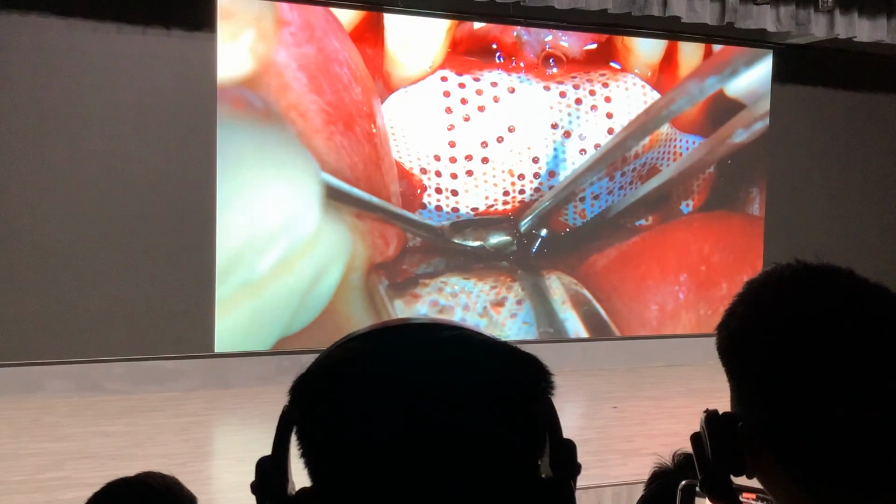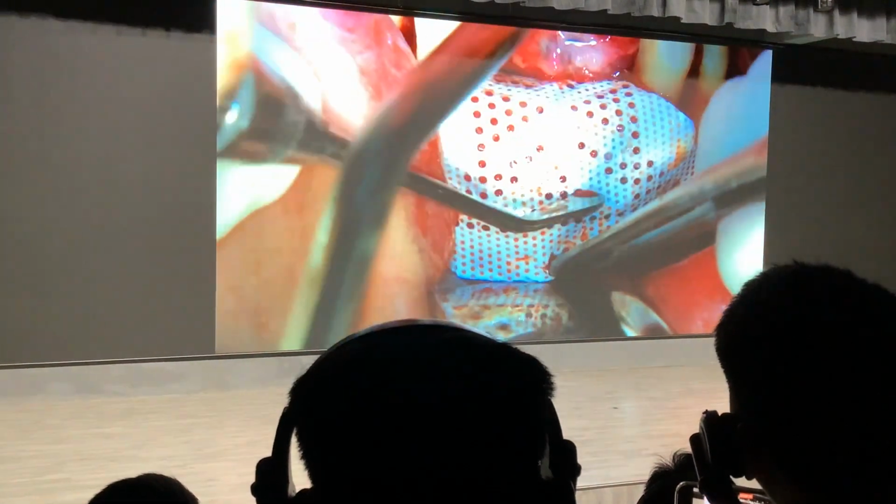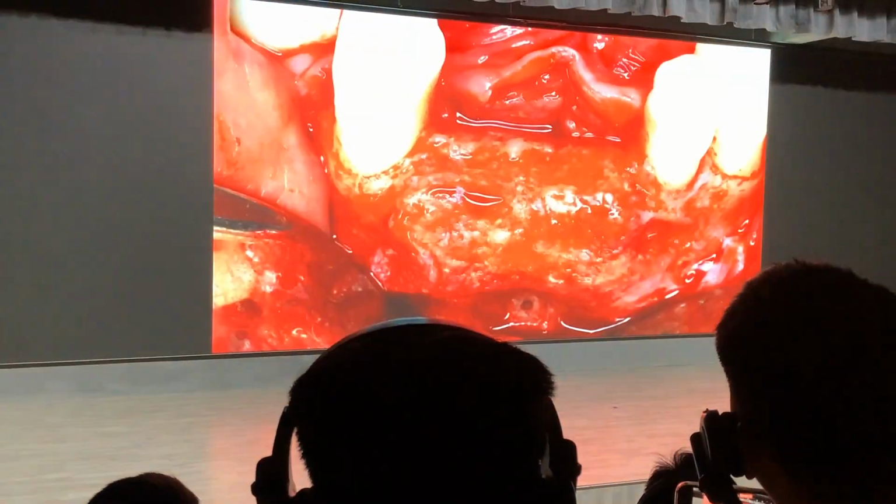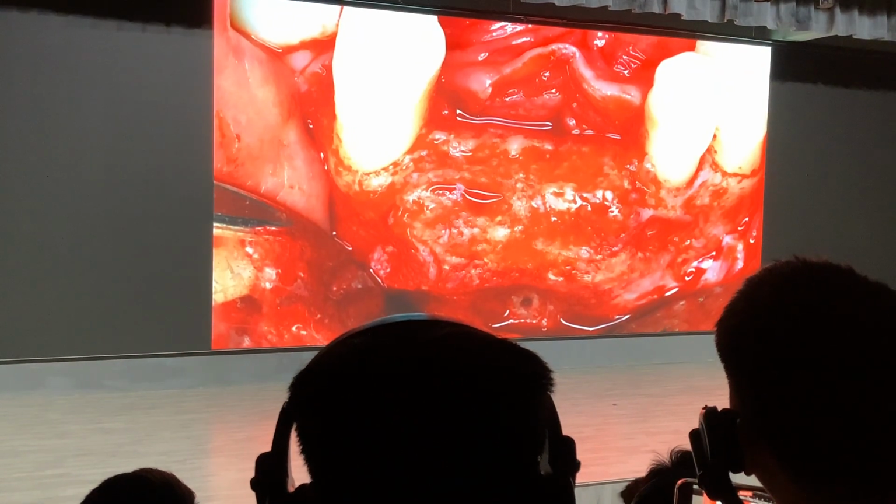Then you're gonna have to cut it back. Remember, it's still too close. Okay, I cut it back. Then this will heal. I remove the membrane.